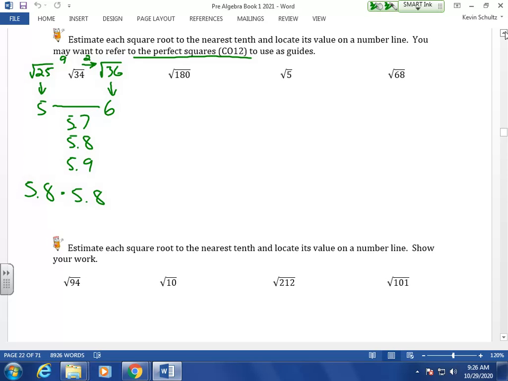Okay. And so I've said this before, and I'll say it again, that perfect square list on CO12 is going to be very, very helpful. Because the next one that we're going to, 180, you need to find the perfect squares that root 180 is in between. What's the next smallest perfect square? What's the next largest perfect square? What are they? Price.